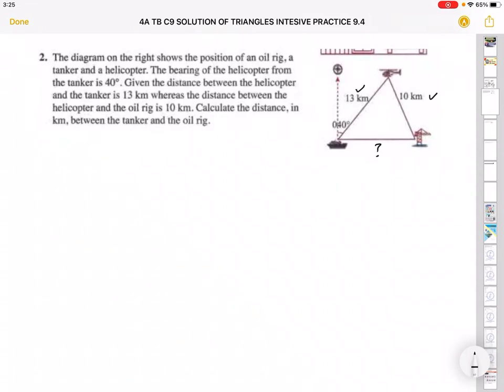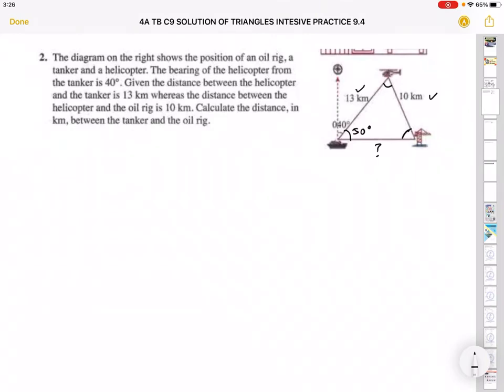Once you know this bearing is 40, you can see it is to the right. So we can say that this angle is 90 minus 40, so the angle here is 50. Now, to find the distance, we need to know this angle. But before you can find this angle, we need to find this angle first.